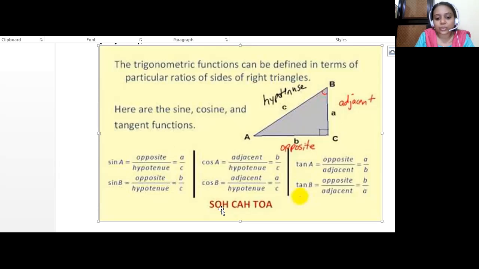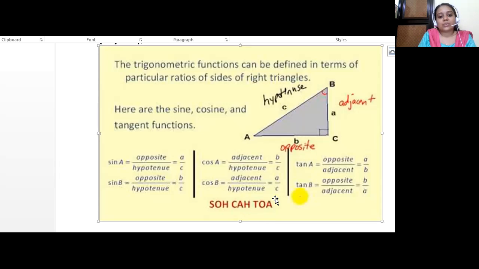So these three acronyms you can use to remember the relationship. SOH, CAH, and TOA. So SOH is sine equals opposite side by hypotenuse. And in CAH, you can see the relationship cos A equals adjacent side by hypotenuse. And TOA explains tan theta equals opposite side by adjacent side.